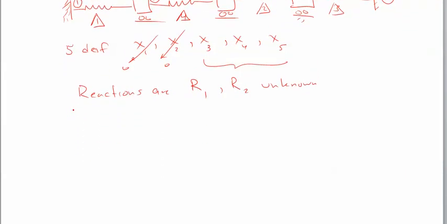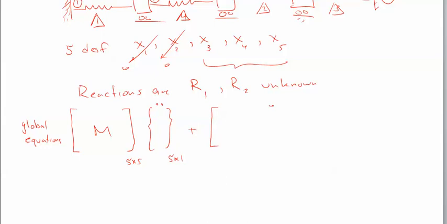So for sure, when we write the global equation, we're going to get a 5 by 5 mass matrix, a 5 by 1 acceleration vector, a 5 by 5 stiffness matrix. I'll write this thing as big X. Stiffness matrix, again 5 by 5, a 5 by 1 displacement vector, and a load vector which is also 5 by 1.